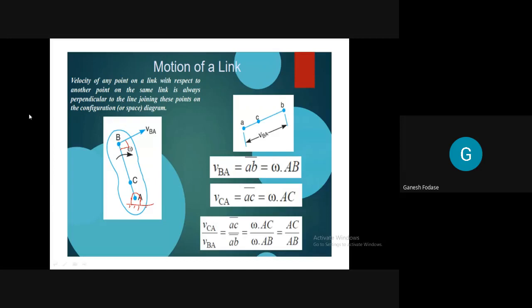I said there is velocity. I already told you there is velocity. Velocity of B with respect to A is there. This link is moving. The link is not stationary. The link is moving with some angular velocity omega.